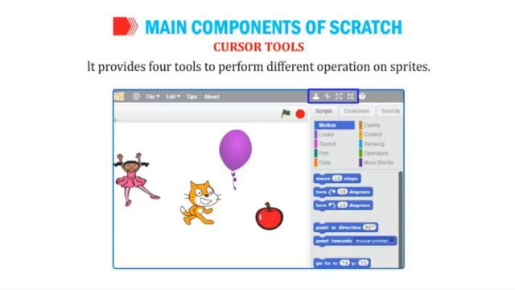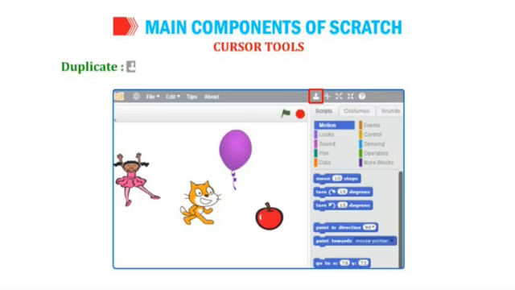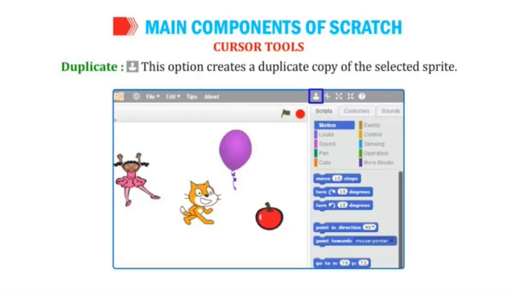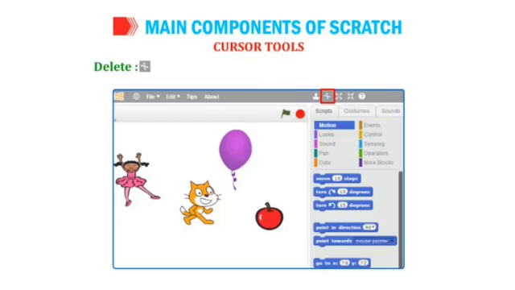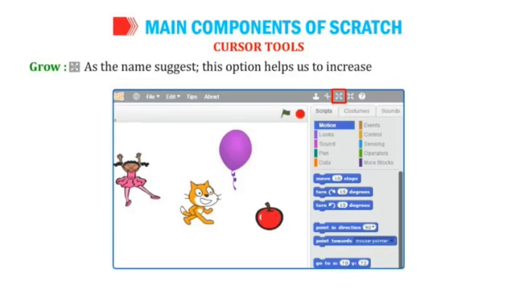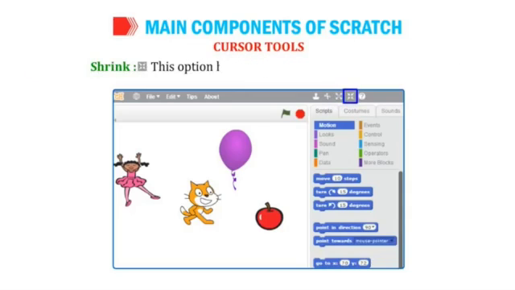Duplicate. This option creates a duplicate copy of the selected sprite. Delete. Clicking on this option will delete the selected sprite. Grow. As the name suggests, this option helps us to increase the size of the sprite. Shrink. This option helps to decrease the size of the sprite.